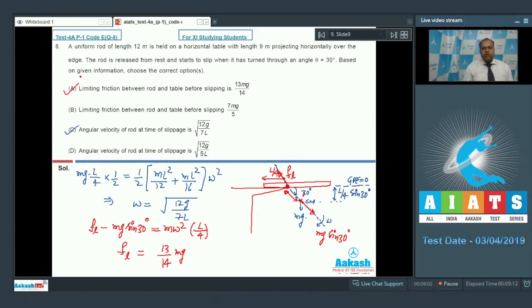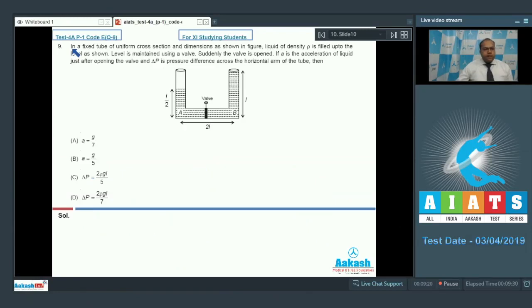Let's move to question number 9. In question number 9, in a fixed tube of uniform cross section and dimension as shown in figure, liquid of density rho is filled up to the level as shown. Level is maintained using a valve. Suddenly the valve is open. If A is the acceleration of liquid just after opening the valve and delta P is the pressure difference across the horizontal arm of the tube, then we have to find out the value of A and delta P.